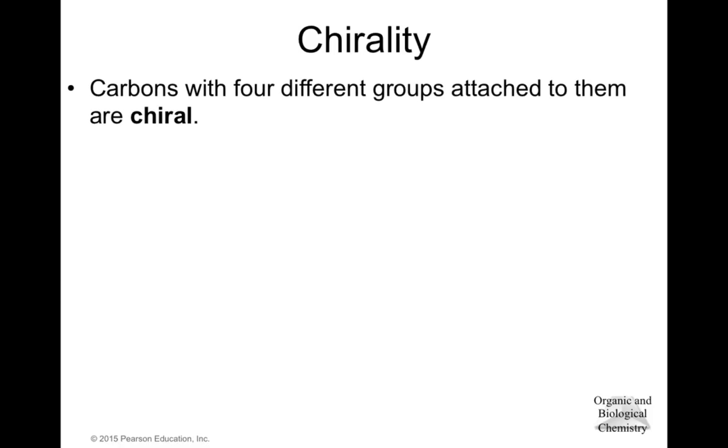So first of all, carbons with 4 different groups attached to them are chiral. Remember that carbons can create from 2 bonds to 4 bonds, the maximum of 4 bonds. So if you have 4 different groups attached to a carbon, that carbon is a chiral carbon, and also sometimes makes the molecules chiral.